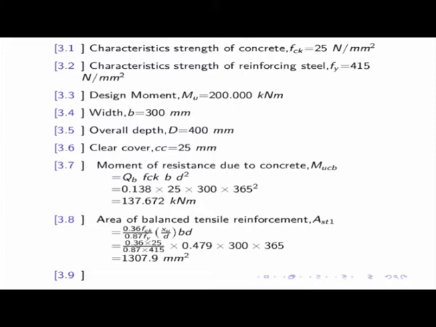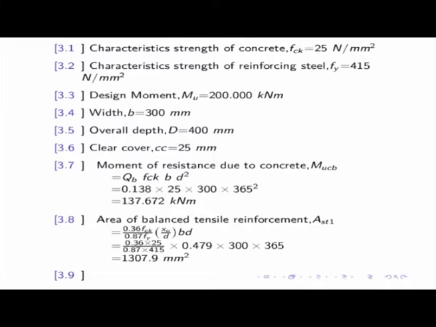And the area of balanced steel: this is the moment concrete can take, and this is the balanced tensile steel, which comes to 1307, let us say 1308 square millimeter. So we are getting 1307 or 1308 square millimeter, that we are getting from 0.36 fck by 0.87 fy.